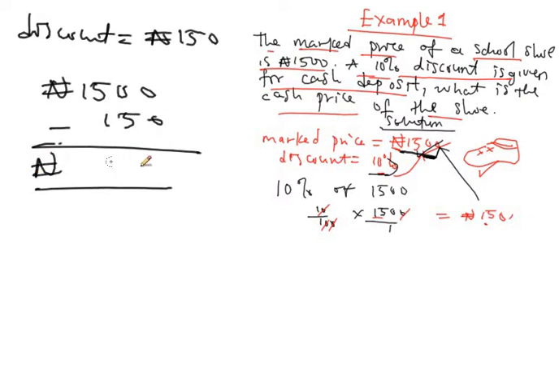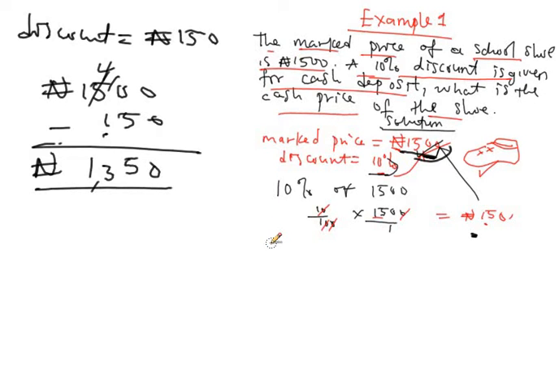This is naira, right? 0. Can 0 remove 5? You take away 1, come 10. 10 remove 5 is 5. 4 remove 1 is 3. So 1,350. So the person will pay 1,350 naira instead of paying 1,500, because it was given a 10% discount. Okay, so that's how to solve percentage discount.